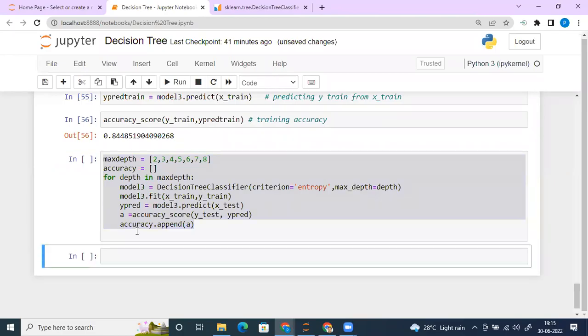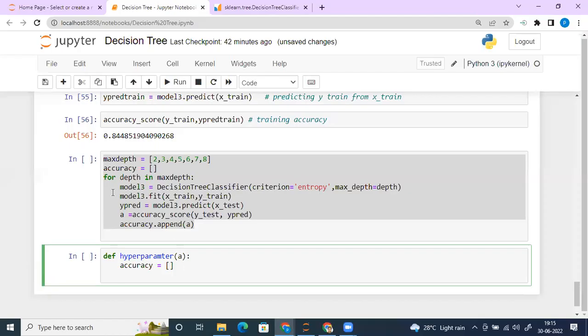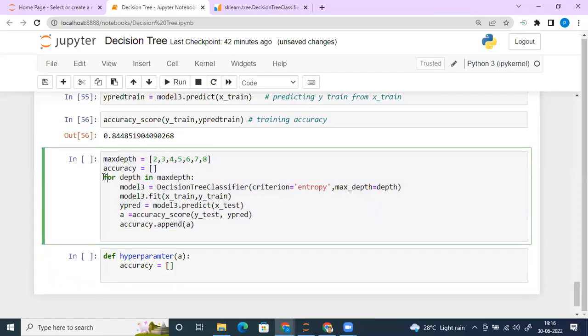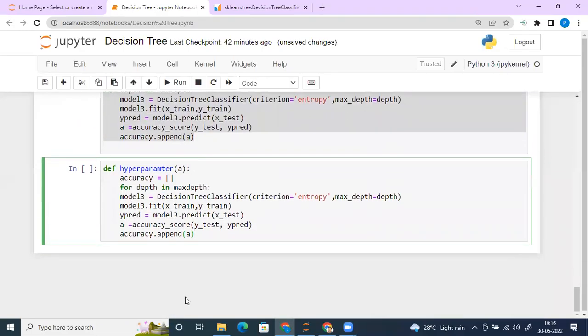For example, what I can do is this. Def, the function name is hyperparameter, which will accept one parameter. Then I create an accuracy, an empty list. I know that I have to pass a list here. So you mention for, exactly the same thing, copy it inside. Like this. Okay, so the list will be done. In the last, you can return your accuracy. Once it is done, you can return your accuracy.